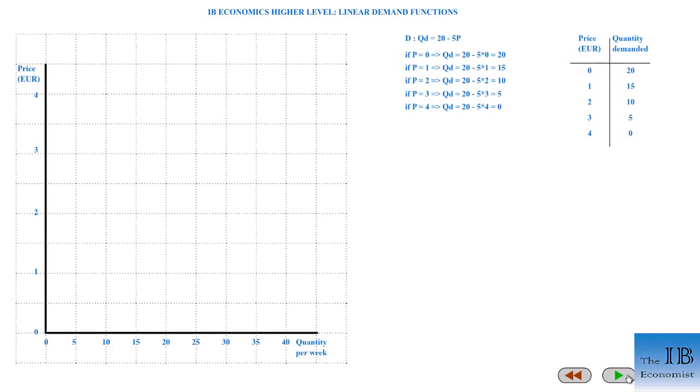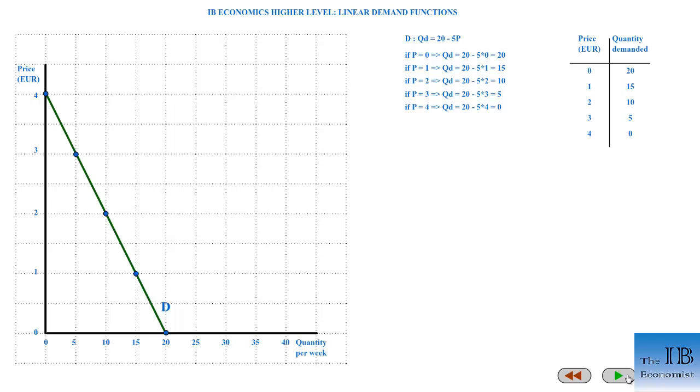Okay, so our diagram would have price on the vertical axis and quantity per week on the horizontal axis. Note that we have chosen such values so that we can plot all the points that we have available. So plotting the points is relatively straightforward, and the demand function would be the line that goes through all the points. It's this green line which we have labeled D. So that's it. It's quite simple.